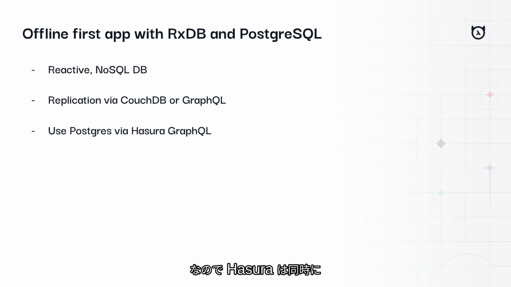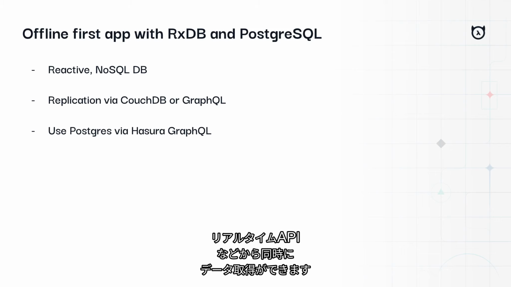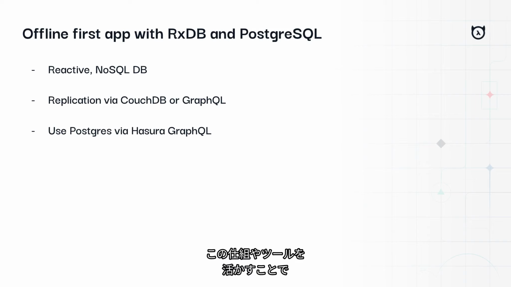So Hasura gives you GraphQL APIs by connecting to different databases, including Postgres, and you have a real-time API with authentication and authorization, configurable. And with this set of tooling, we're going to create a front-end app which will make use of RxDB on the client, and it will make use of the GraphQL replication layer of RxDB to be able to sync data with Postgres, and make use of Postgres' features on the backend, and also use an offline first app on the front end.